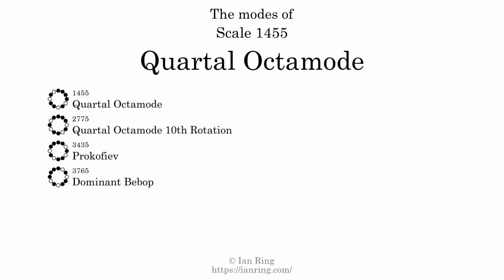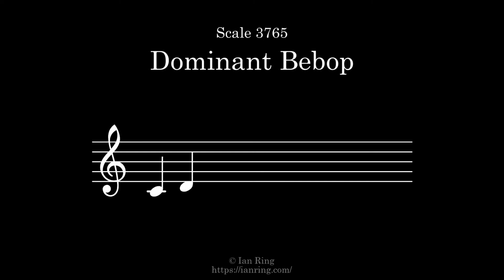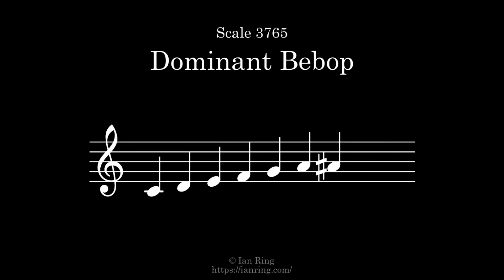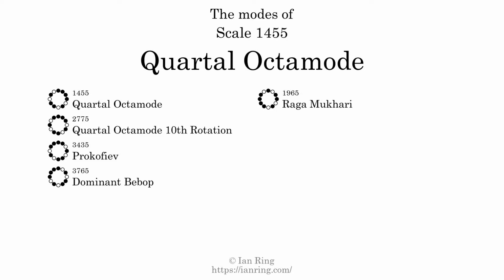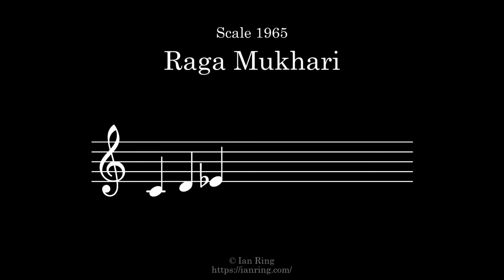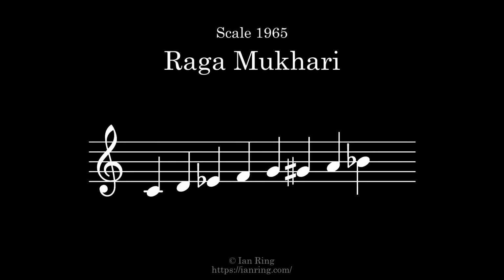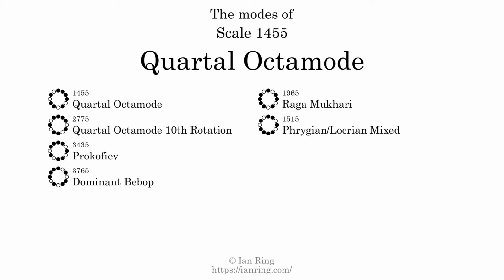The fourth mode is scale 3765, also known as dominant bebop. It sounds like this. The fifth mode is scale 1965, also known as Raga Makari. It sounds like this. The sixth mode is scale 1515, also known as Phrygian Locrian mixed. It sounds like this.